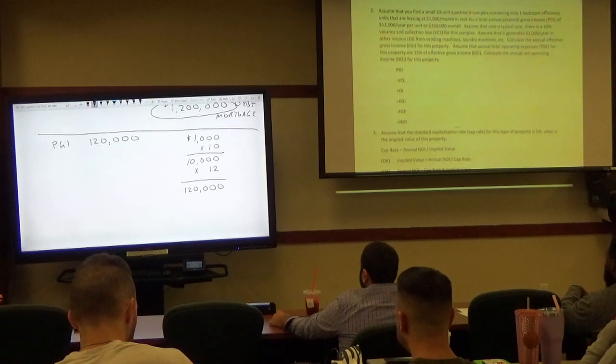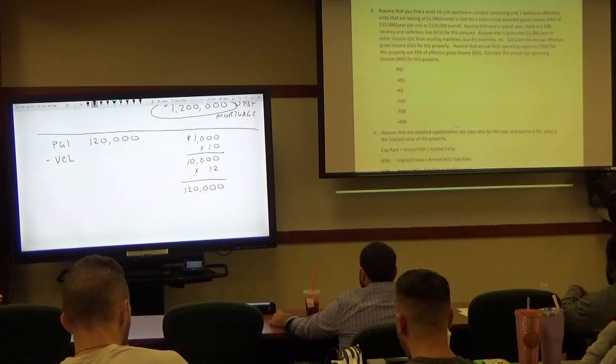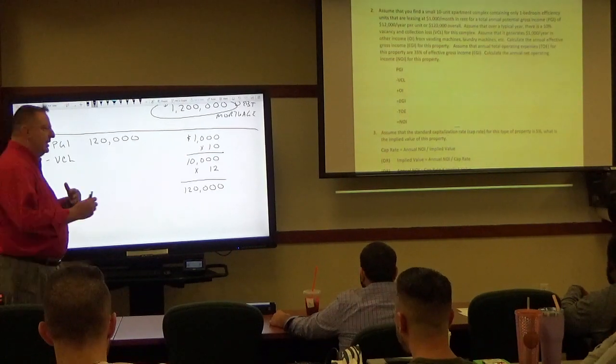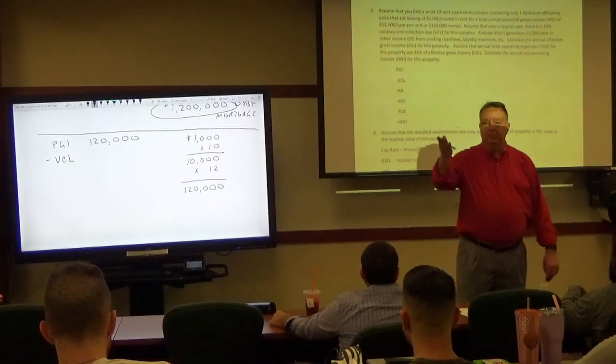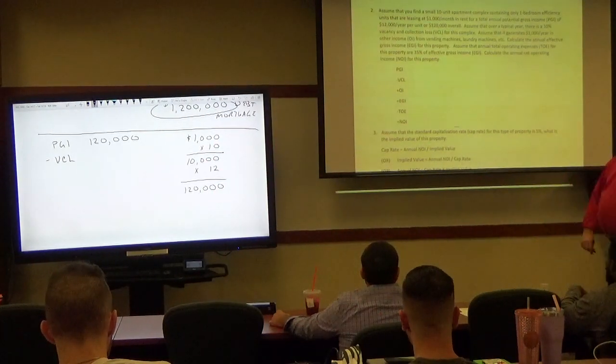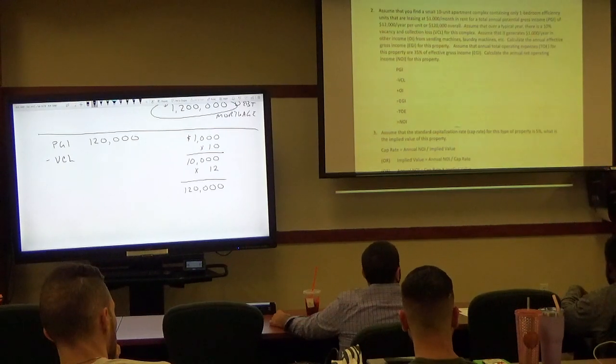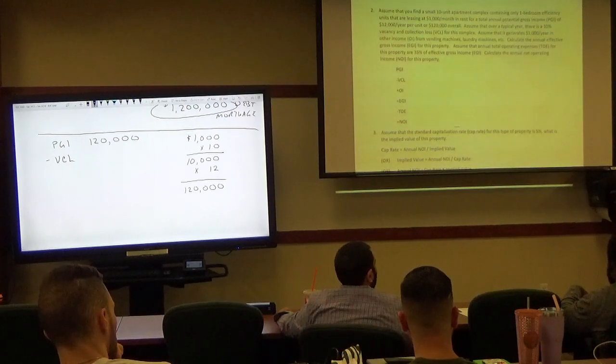The next item is what we refer to as vacancies and collection losses. What's the difference between a vacancy and a collection loss? Tenant not paying versus him not being there? Absolutely. A vacancy is an empty space; a collection loss is when somebody occupies the space but isn't paying the rent.